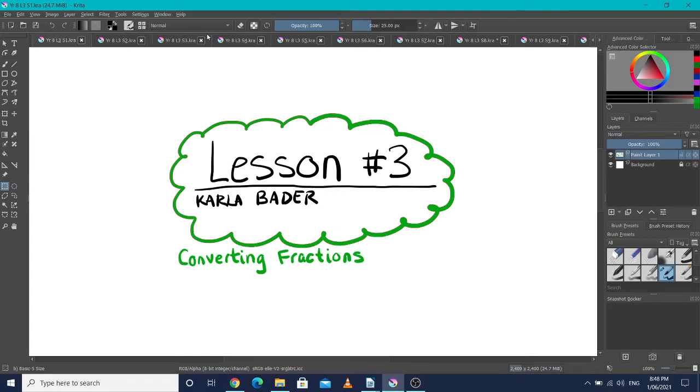Hello and welcome to Lesson 3 of Year 8 Maths, Fractions, Percentages and Decimals. In this lesson, we are going to be looking at converting fractions but in a different way. We are going to be converting fractions to decimals as well as fractions to percentages.